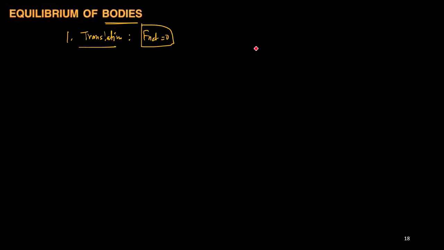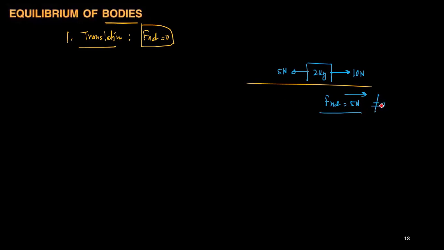Let us say there is a body with a mass of 2 kg. You are applying a force of 10 Newton over here, and a force of 5 Newton over there. So what is the net force acting on this? Net force is 5 Newton along the positive direction. That number is not equal to 0, which means the body is not in equilibrium.